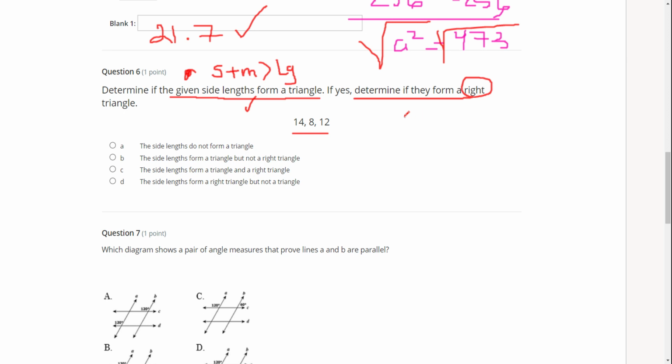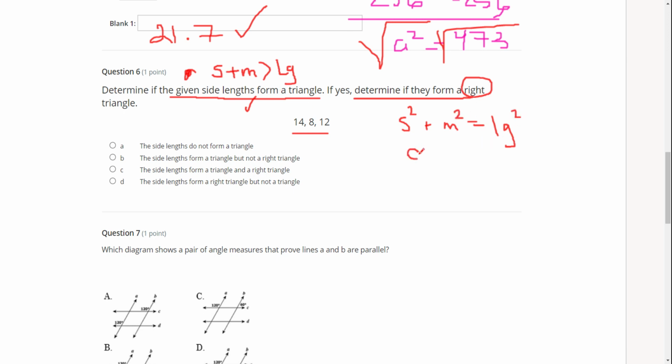They equal. So small plus medium equals large? Or is there more to it? What did I miss? This is Pythagorean Theorem, ladies and gentlemen. A squared plus B squared equals C squared.